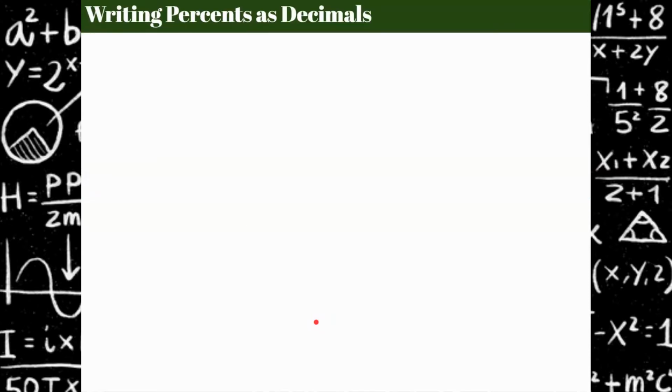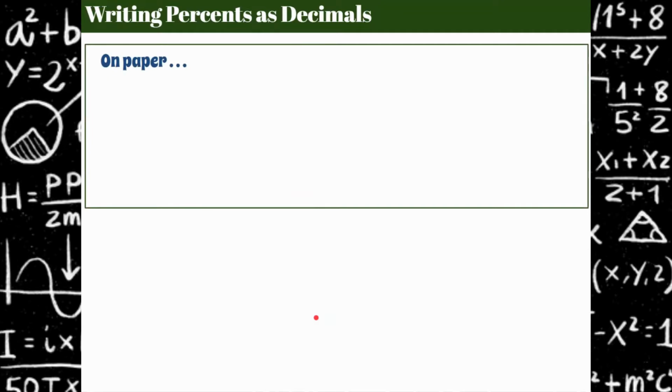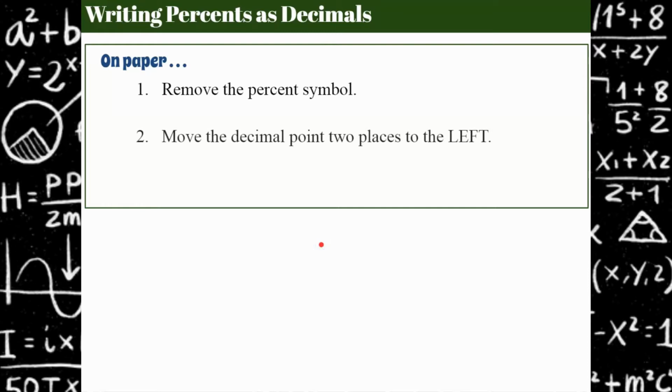So first, let's review how to write percents as decimals. We're going to review this in two different ways. First is on paper. So the first thing you want to do is remove the percent symbol. So you're given a percent and you're asked to write it as a decimal. So you eliminate the percent symbol, and then you move the decimal point 2 places to the left.